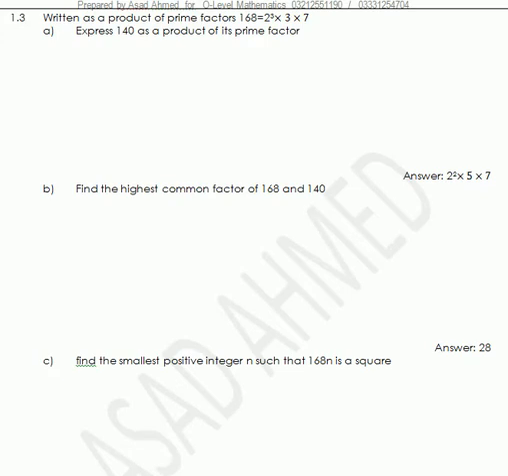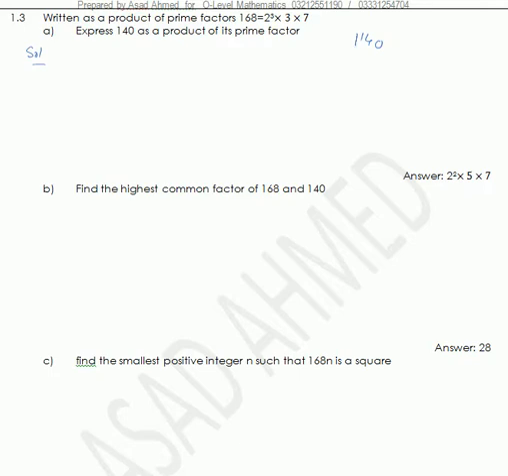In this exercise 1.3, 168 written as a product of prime factors is equal to 2 to the power 3 multiplied by 3 multiplied by 7. We are asked to express 140 as the product of its prime factors. Any number can be converted into its prime factors by using the LCM method.